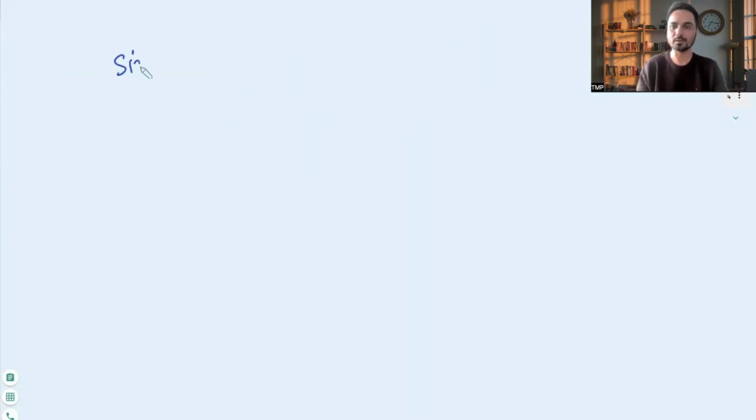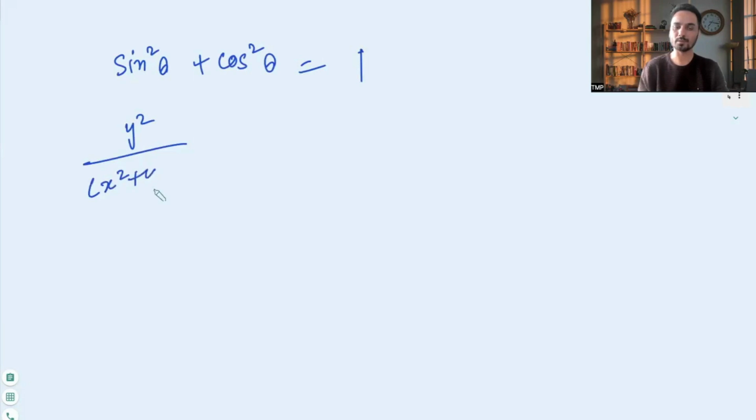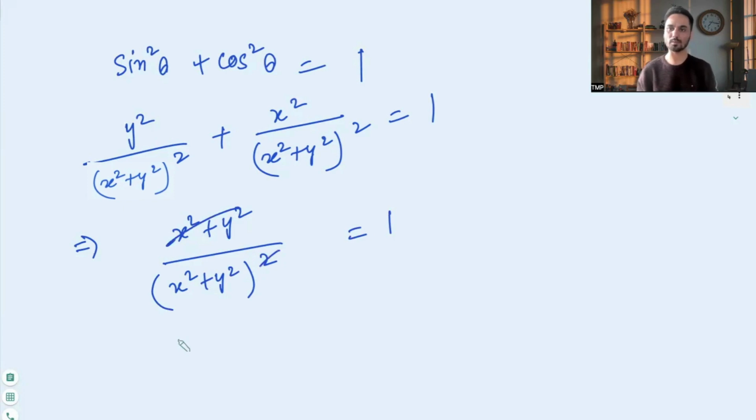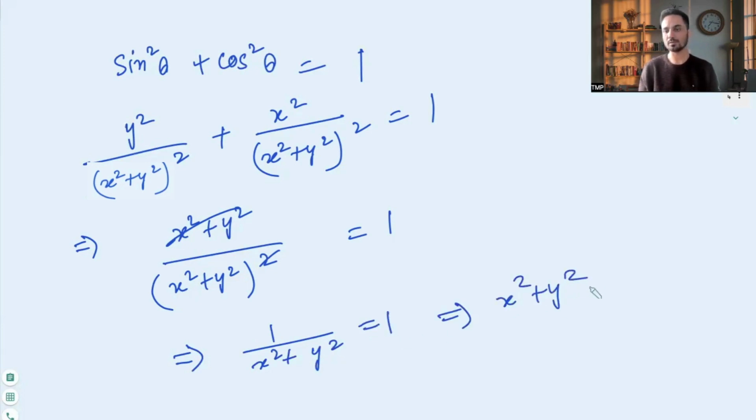And we know that sine square theta plus cos square theta equals 1. That means y square over x square plus y square whole square plus x square over x square plus y square whole square equals 1. By taking LCM on the left hand side, we'll get x square plus y square over x square plus y square whole square equals 1. And we can cancel out one of x square plus y square. So we'll be left with 1 over x square plus y square equals 1, or x square plus y square is equal to 1. And that's the required result.